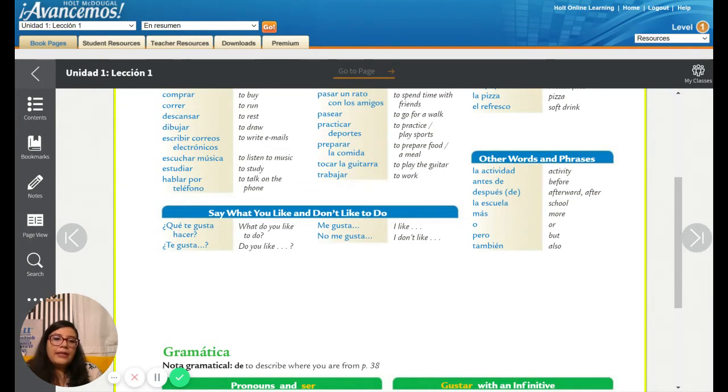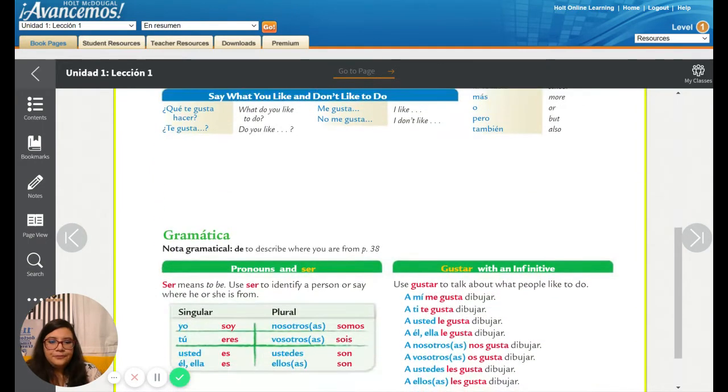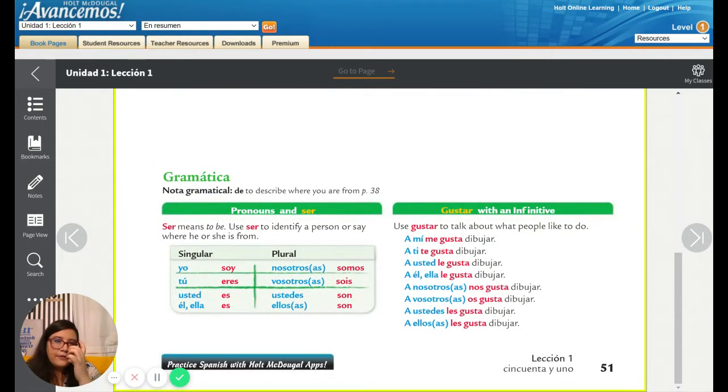You had the word más and the word o. So it's just one letter, but it does mean the word or. It's an entire word. You had pero. So you might like something, but not at a certain time in the day, or not a certain activity that you don't exactly prefer. And then you also have the word también, which is used super often because you're going to be saying, I like this, and I also like this, and I also like this. So it's used to make lists. Lastly, we have grammar.